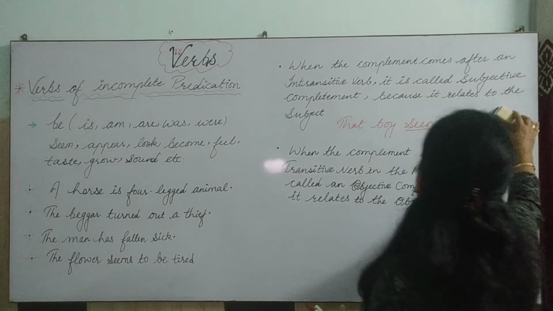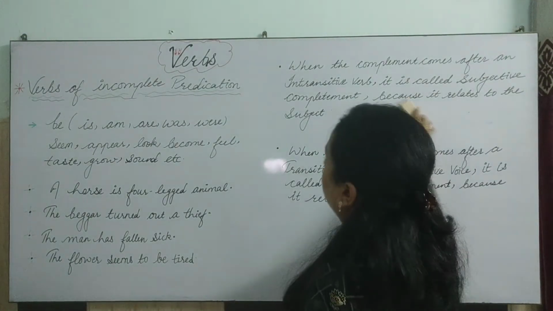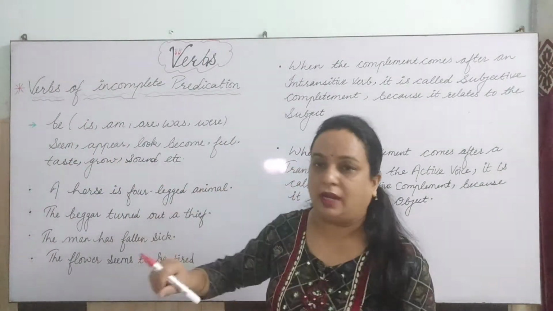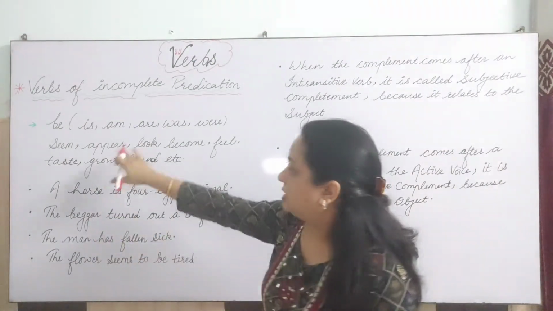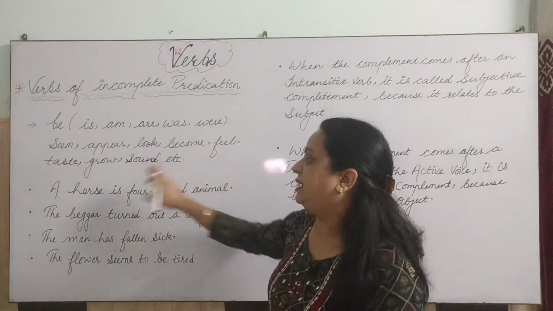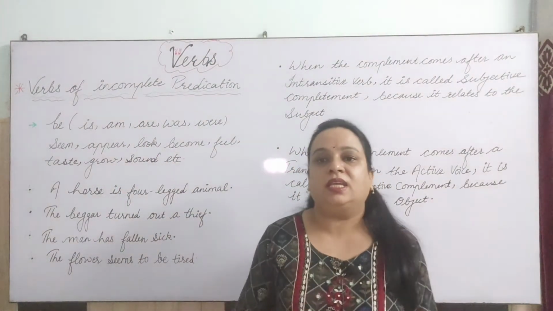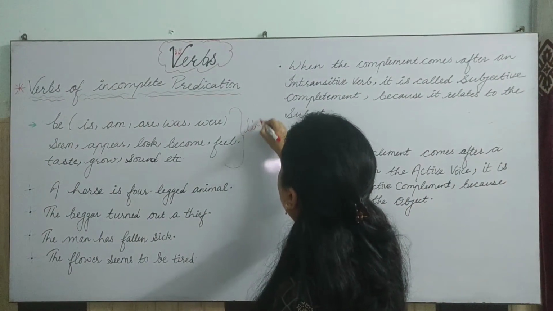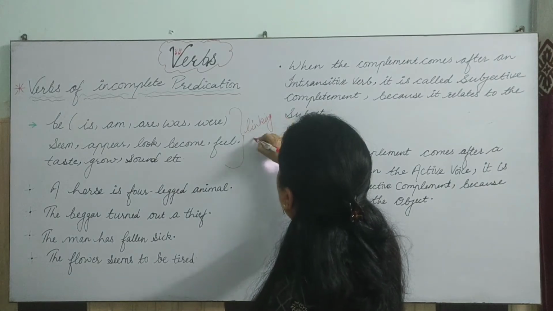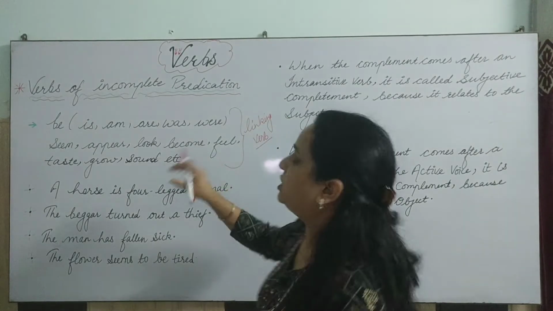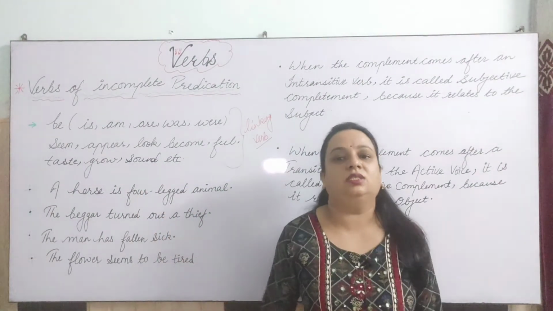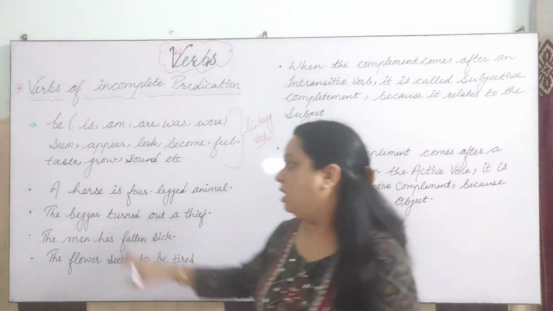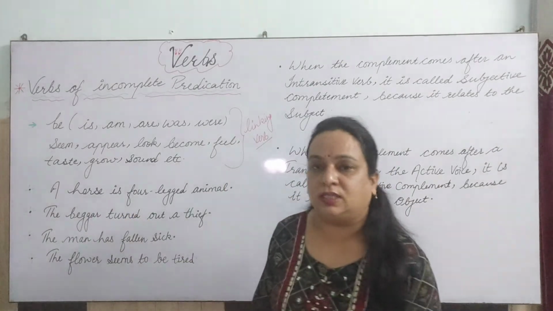So let's talk about this in detail. As I have told you, you have to note down these verbs: the be form, which is am, is, are, was, were, and seem, appear, look, become, feel, taste, grow and sound, etc. These are also known as linking verbs, which connect the subject and the other part of the sentence, from where we can get the complete sense. Let's talk about some sentences here.